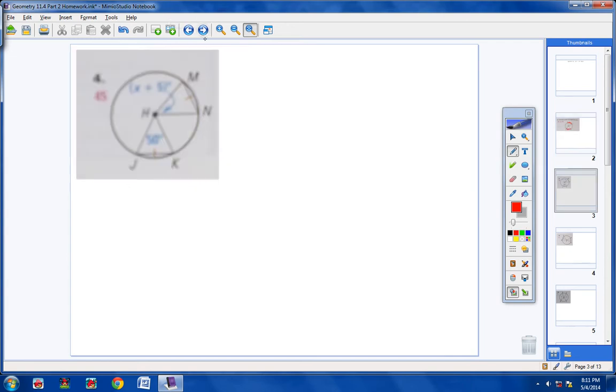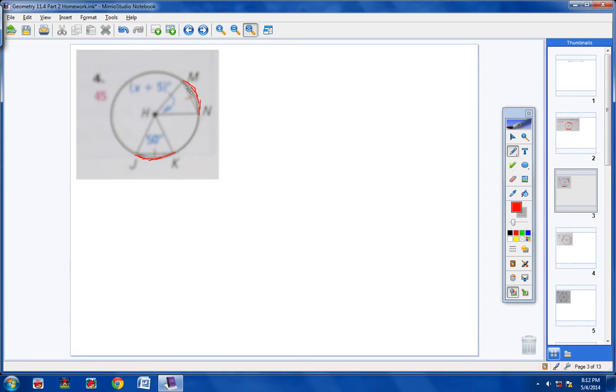Moving on to number 4. Number 4 states find the value of x. Now, look in your books. The picture's a little blurry, I know, but you'll see this chord right here is congruent to this chord right here. Okay? So if this red chord, chord MN, is congruent to chord JK, then their minor arcs have to be congruent. So now I know arc JK has to be congruent to arc MN.